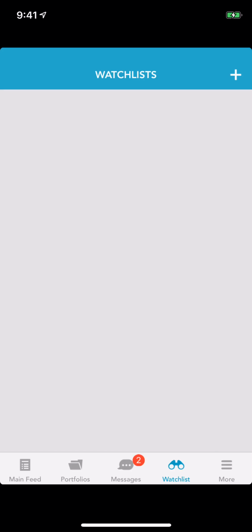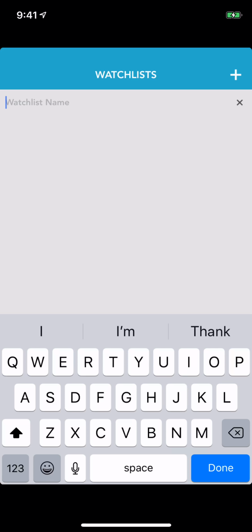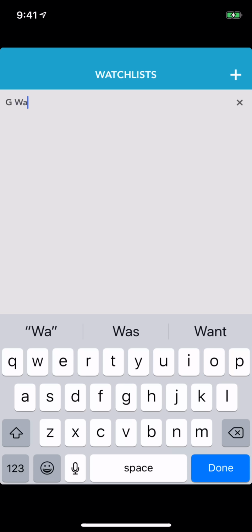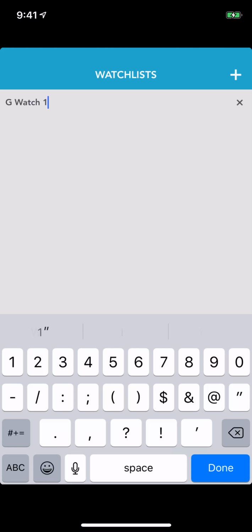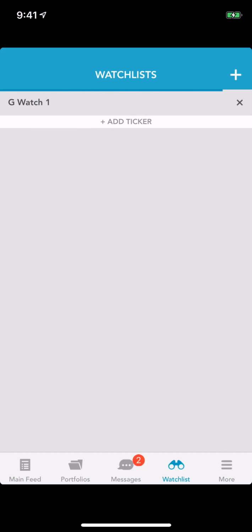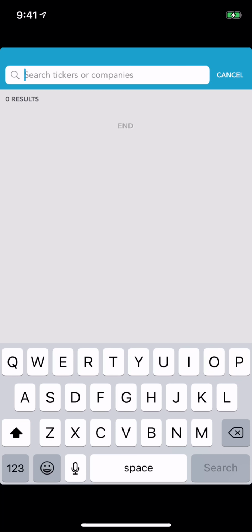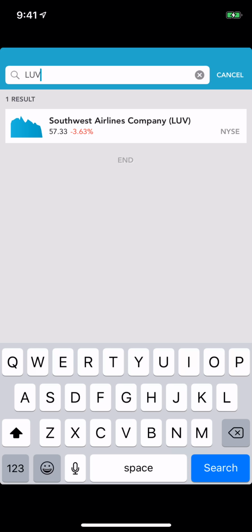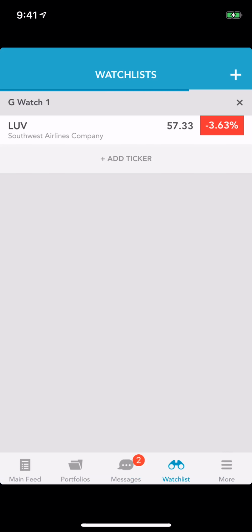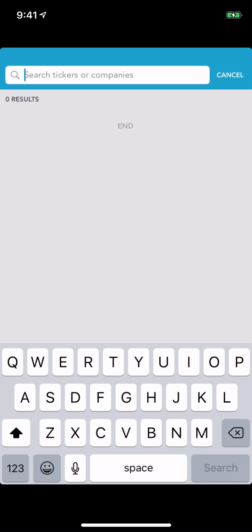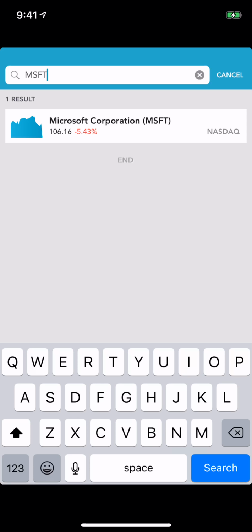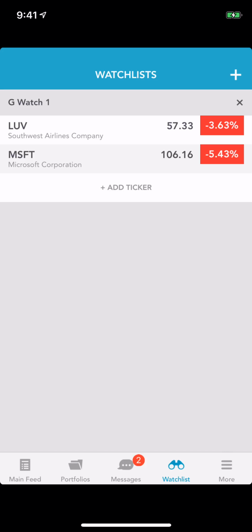So the first thing I would do with anything is add to this watch list some of the stuff I have in my Yahoo watch list on the phone. First it's asking me for my watch list name, so I'm going to name this watch list the G Watch. You can have a bunch of different watch lists, because one could be all tech, one could be all retail. I pretty much just throw everything in one place. There's Southwest Airlines, bam. Let's add another one. Let's add Microsoft. Bam. So we have 2 stocks in this watch list.